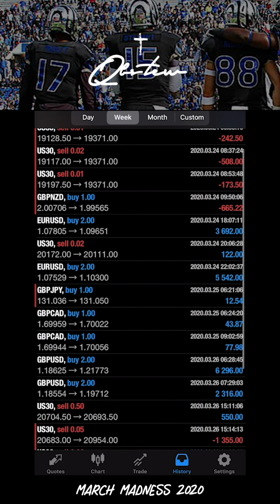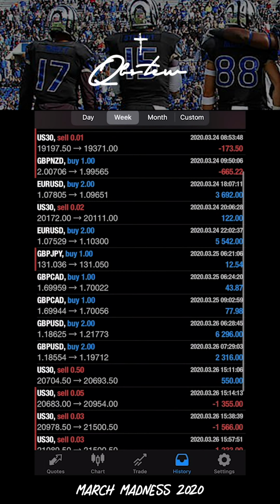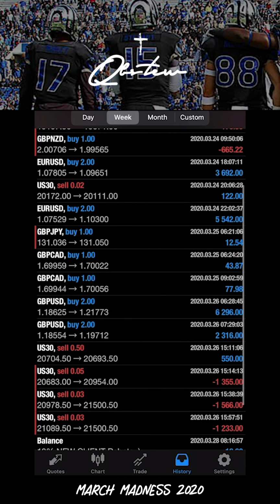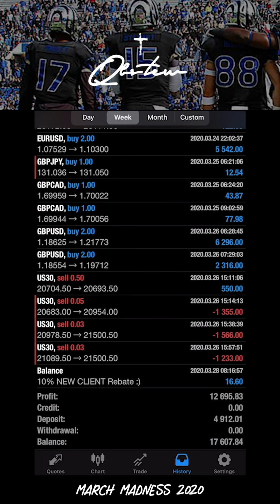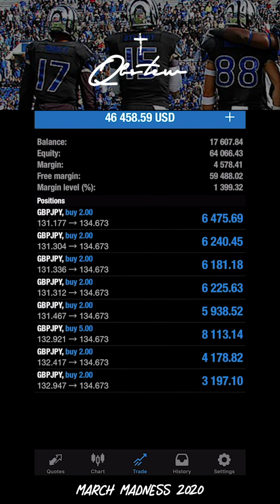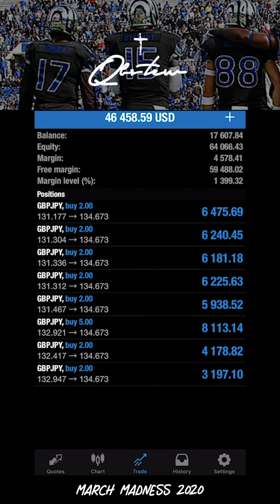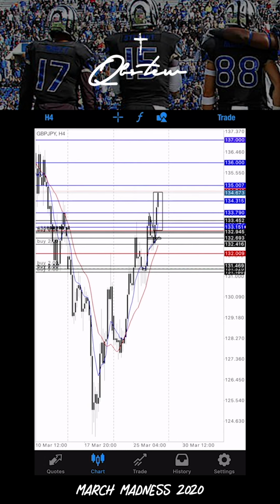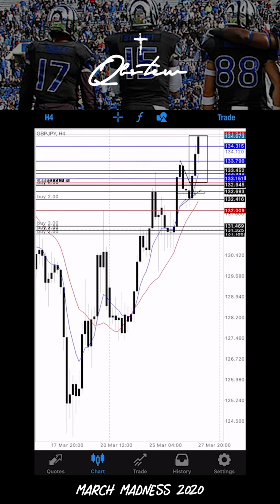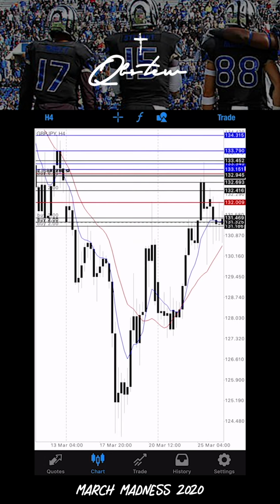From there, we picked up momentum, we caught Euro USD buy, and honestly, those two positions really jump-started the account with a 3.6 gain and a 5.5 gain. So as you can see, the 4.9 thousand and just last week alone profited $12,695. Now, what you can also see is we are currently floating $46,000.